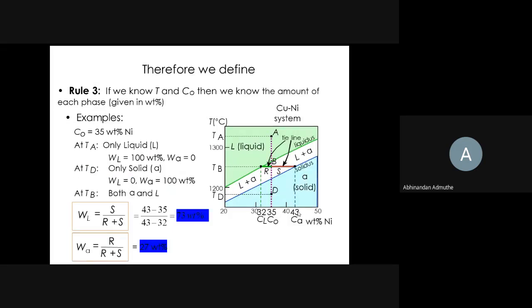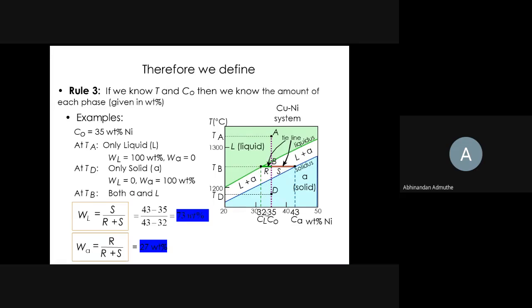Now here you can see we will directly use the lever rule. If we know the temperature and the composition, then we can find out the amount of each phase present. Let us take the same example, that is 35 weight percent nickel. The composition of liquid and the composition of solid are determined. At A, it is 100% liquid phase. At the other point, it is 100% solid, 100% alpha. But at point B, two phases exist. So how do we find the percentage of liquid phase and percentage of solid phase?